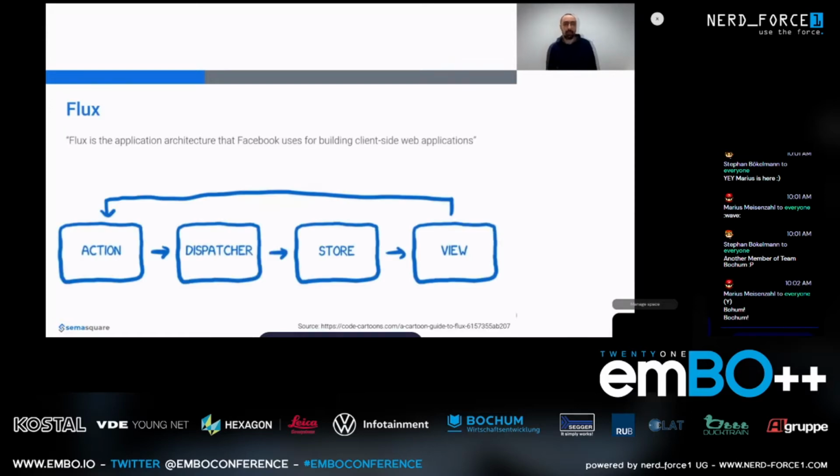Flux is the application architecture that Facebook uses for building client-side web applications. It is a pattern to handle data in an application. And it was used at Facebook to synchronize the notification counter. The number of unread notifications is visible in many places on the website at the same time. And many users have raised bug reports in the past because the counters were not always synchronized. And because of that, Facebook developed Flux to ensure that data flows in only one direction through the application, as you can see here.